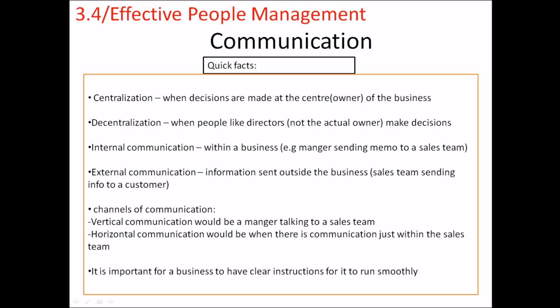You've got the channels of communication. You've got vertical communication, and this is when a manager talks to a sales team, or anyone for that matter. Horizontal communication is when the sales team just talk instead. And then I put that it is important for a business to have clear instructions for it to run smoothly. So clear instructions means that the business will run smoothly, basically.